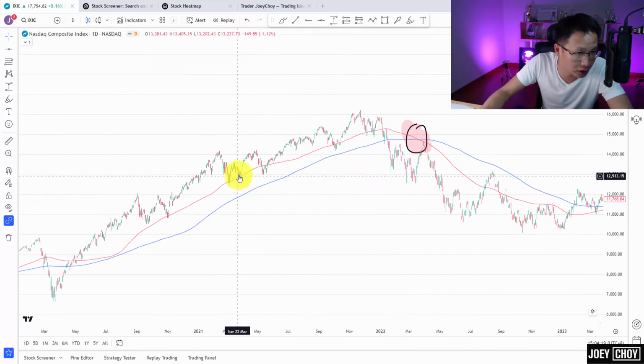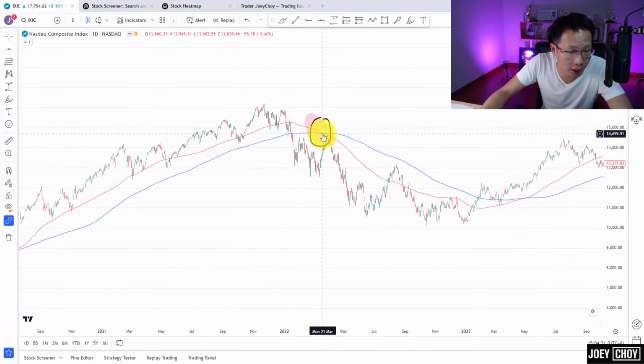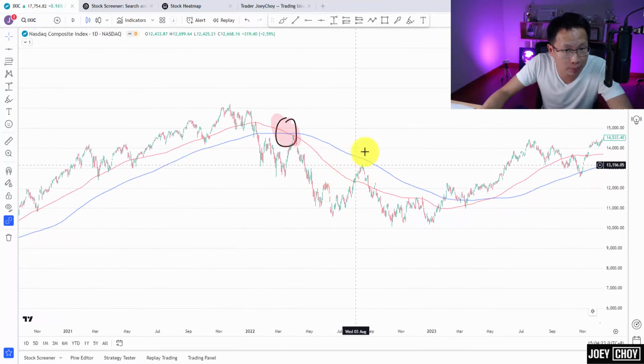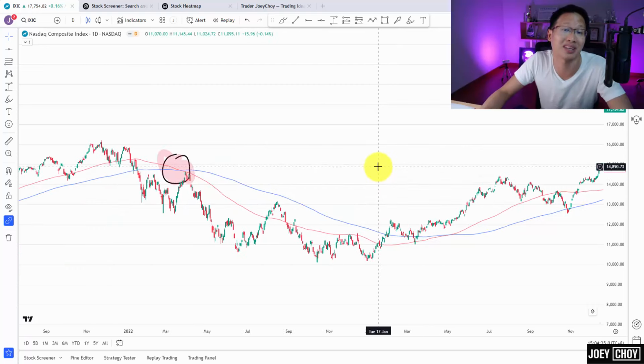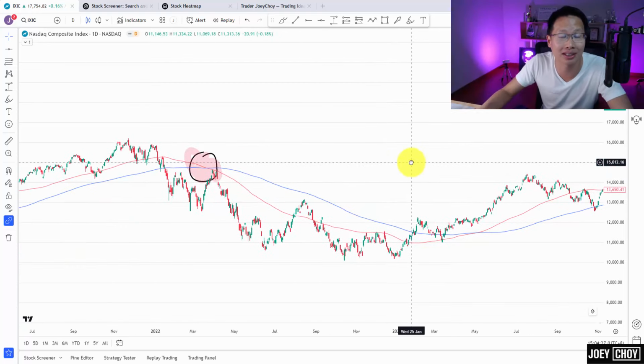So all this while from here, red is above the blue. When we cross March 2022, red is below the blue. So we have pretty much turned into a downtrend in the longer term, not short term. In the longer term, and longer term just means about 6 months to a year kind of outlook. And yes, we did sell down after this.